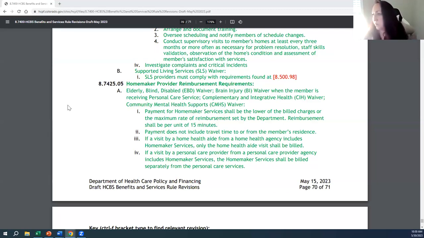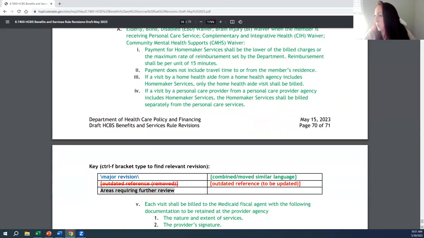All right. So homemaker provider reimbursement requirement. A, elderly, blind, disabled waiver, brain injury waiver when the member is receiving personal care services, complementary and integrative health waiver, community mental health supports waiver. One, payment for homemaker services shall be the lower of the billed charges to the maximum rate of reimbursement set by the department. Reimbursement shall be per unit of 15 minutes. Payment does not include travel time to or from members' residence.